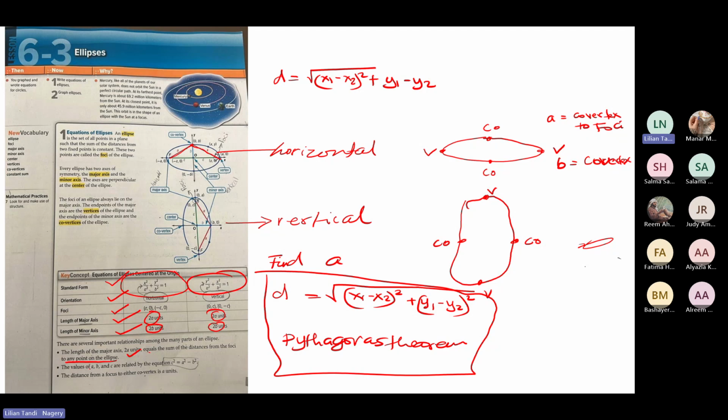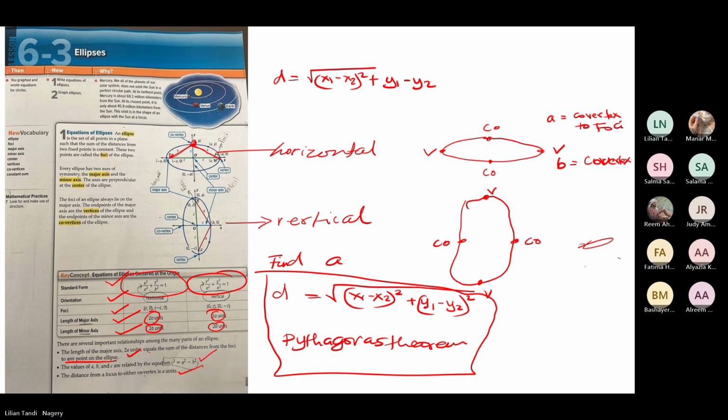The values of A, B, and C, we will know in the example. Don't worry. The values of A, B, and C are related to the Pythagoras theorem. The distance from the focus to either co-vertex is A units. See here? The A we are talking about is this, from here to here, not the A with the focal point. Can I move on?